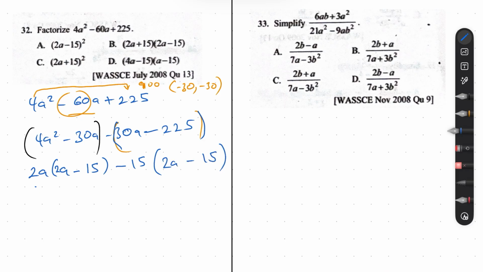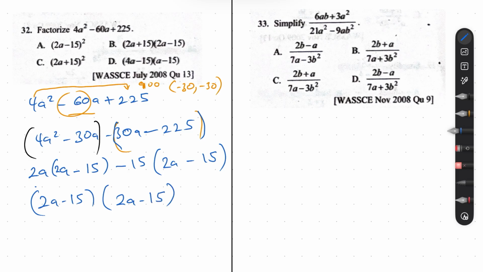Okay, cool. So now when you look at this one expression and this other expression, what is common between them? 2a minus 15 is common. So we can factor that out, 2a minus 15 out. Then finally you have 2a minus 15.